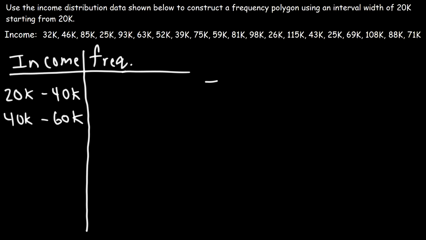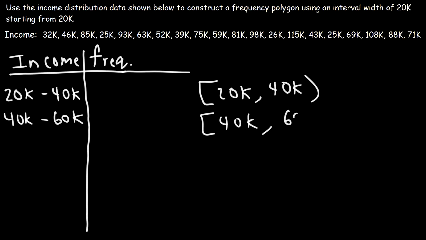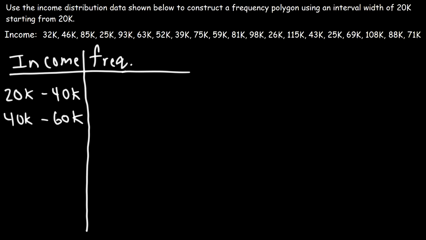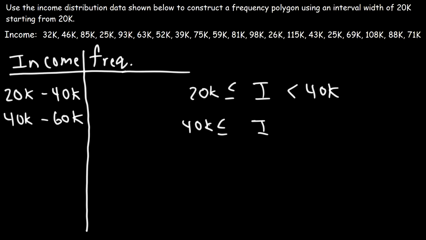So for the first interval, it's going to include 20k, but it's not going to include 40k. The second interval will include 40k, but not 60k. So 40,000 would fall in this range, not the first one. As an inequality, you can write it this way. Let's say I represents income. So the income is between 20k and 40k. But as you can see, it doesn't include 40k. For the second range, this is going to be between 40k and 60k. So here it includes 40k, but not 60k for the second range.